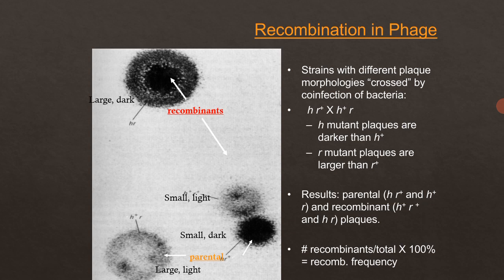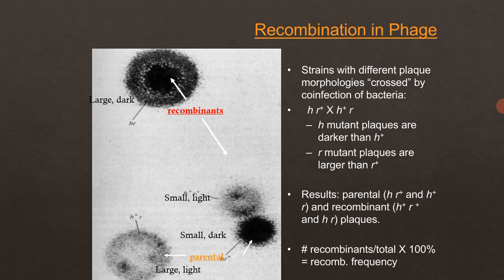HR is the large and the dark, you can see in the picture, while H plus R plus is the small and the light. Then HR plus is the small and the dark, and the H plus R is the large and the light. These two are parental and the other two are recombinant. Now from this we can also calculate the recombination frequency.